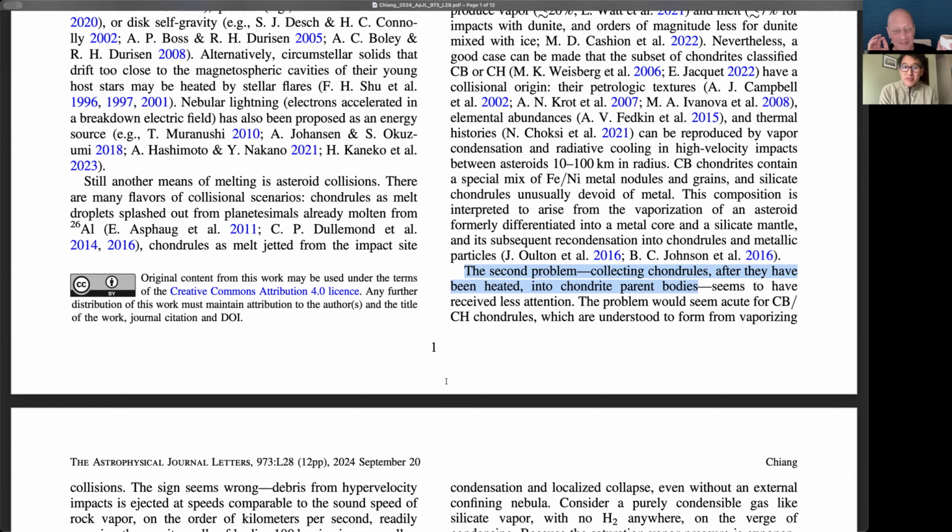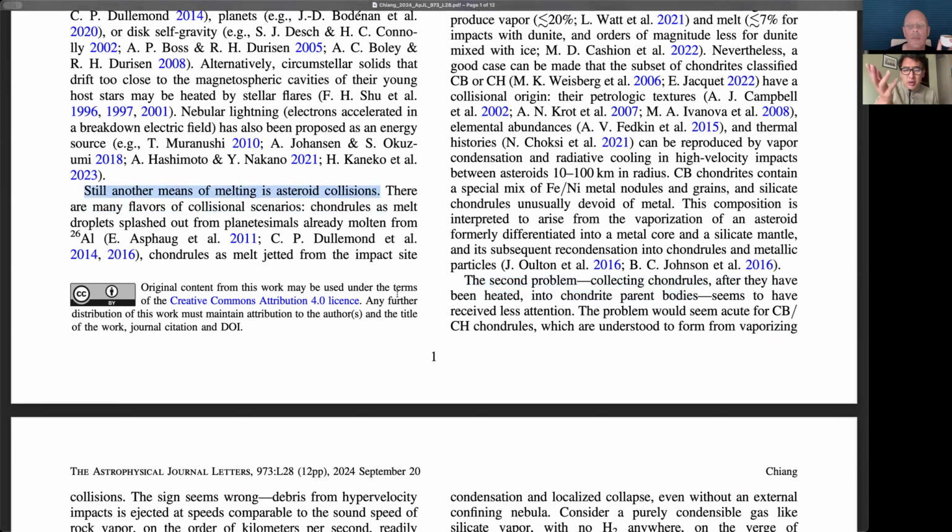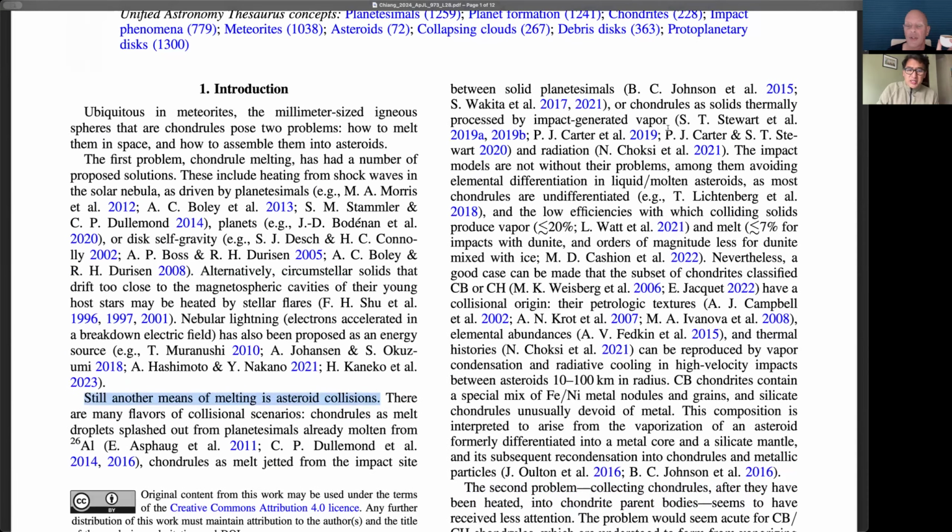The first one, there have been lots of proposals. I list a few in, I think, the first, maybe the second paragraph of this paper. I just run through the list of contenders: impact generated vapors, radiation, shock waves, stellar flares, even lightning in the protonebula has been proposed.